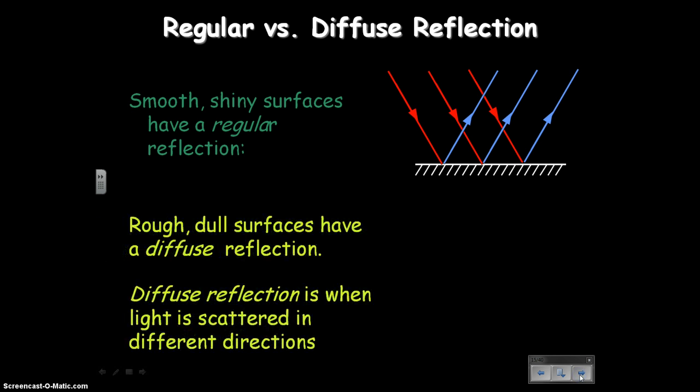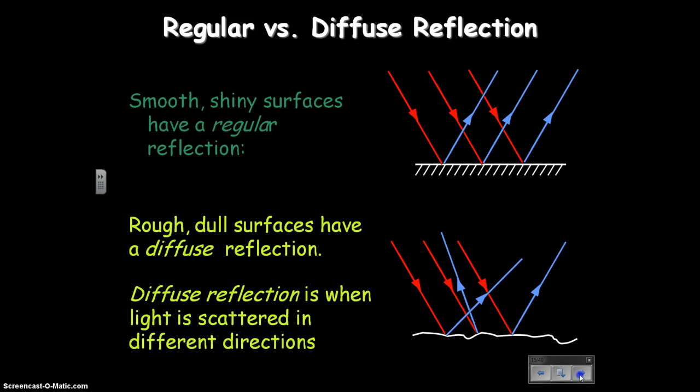Rough, dull surfaces have what we call diffuse reflection. Diffuse reflection is when light is scattered in different directions. Just like you can see, the light hits that and it may be reflected in a number of different ways depending on what surface it hits and the characteristics of that surface.